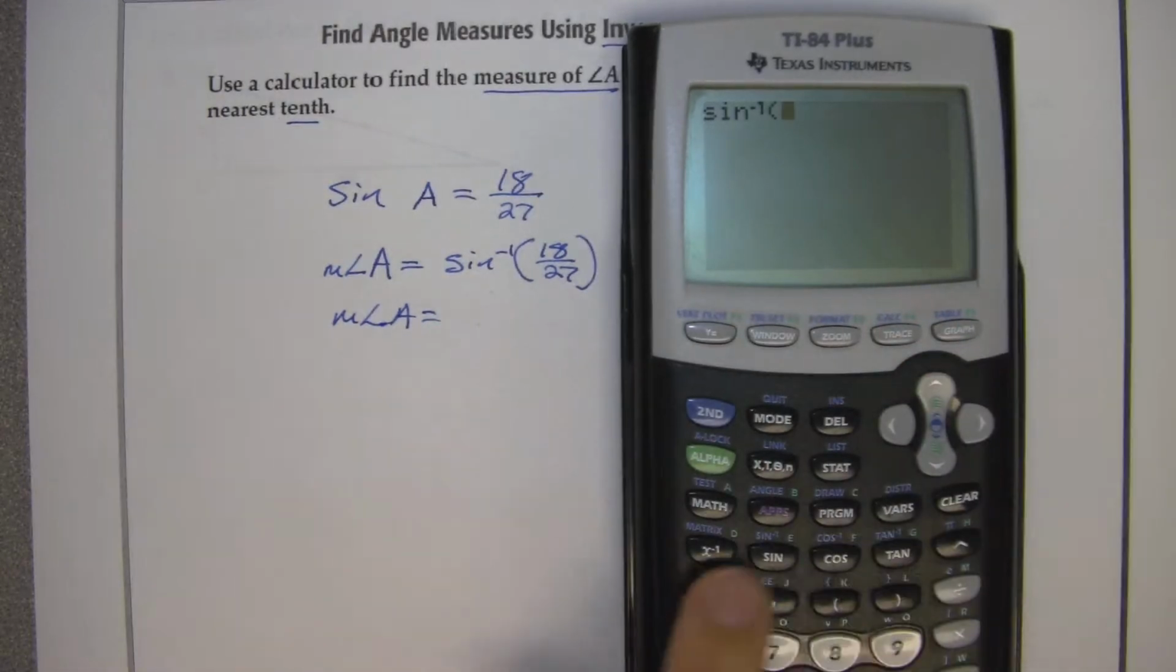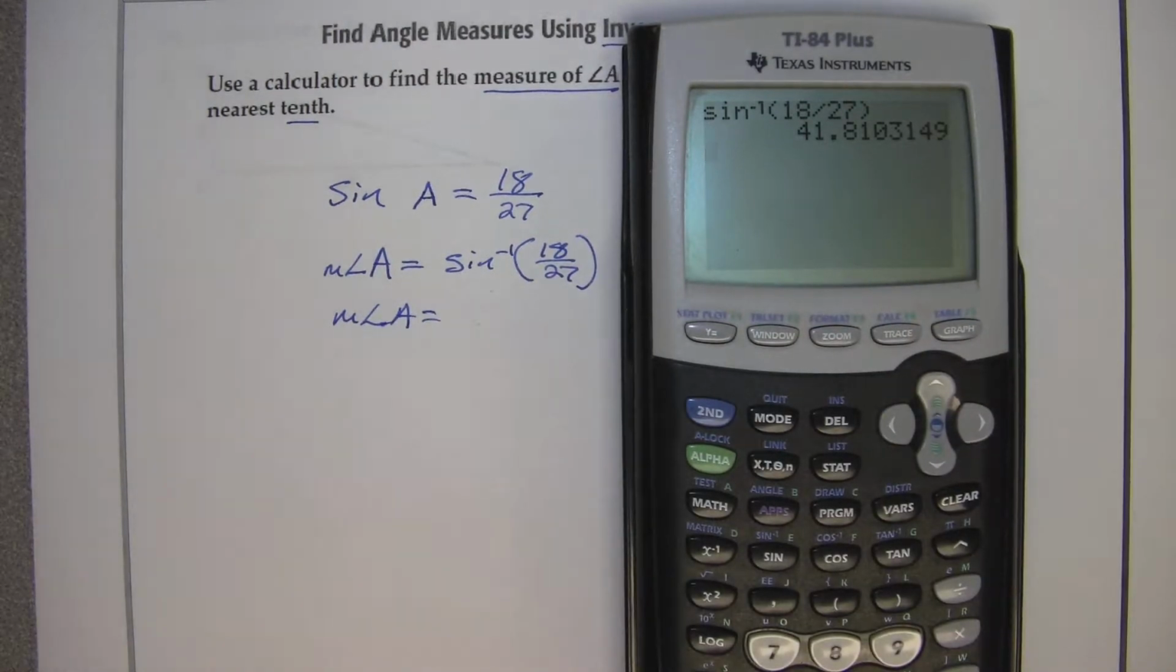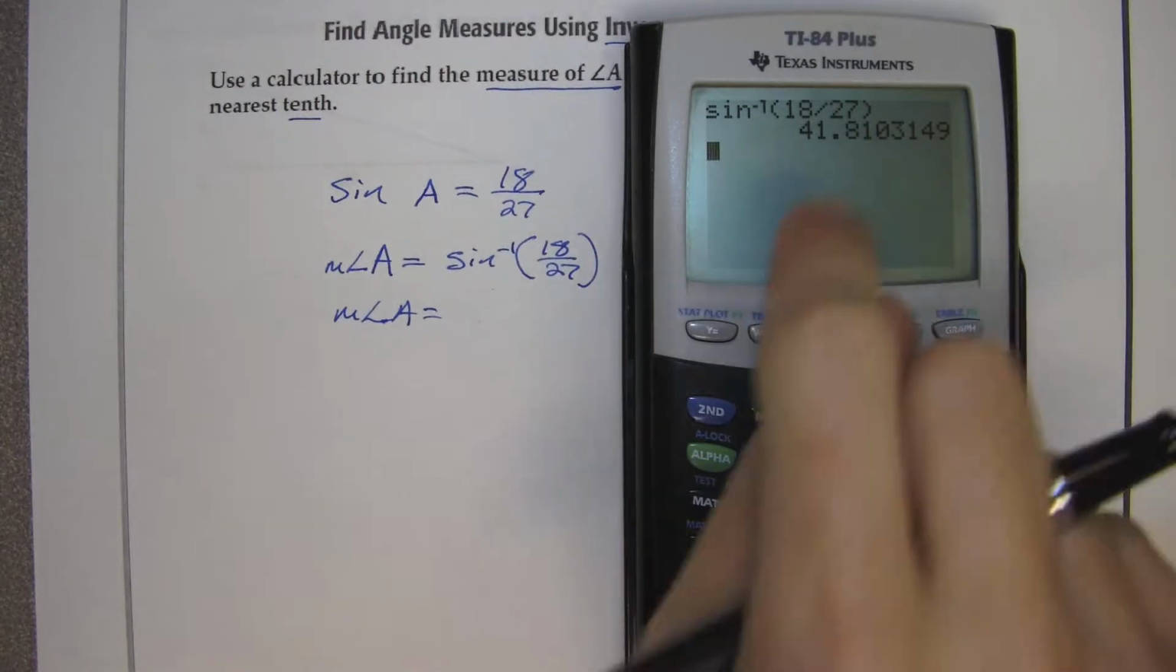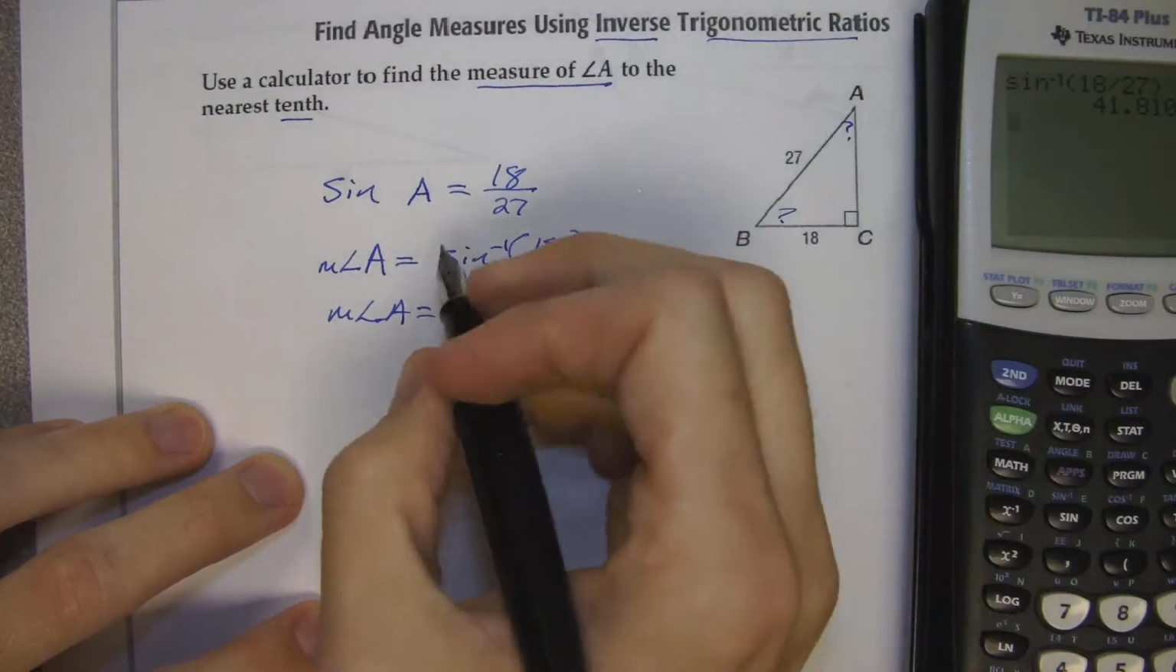Now remember, these calculators don't do fractions, so we'll treat it like division. So 18 divided by 27, close parentheses, get in the habit of doing that, hit enter. We're looking at an angle, measuring to the 10th position, of approximately 41.8 degrees. So let's write that down.